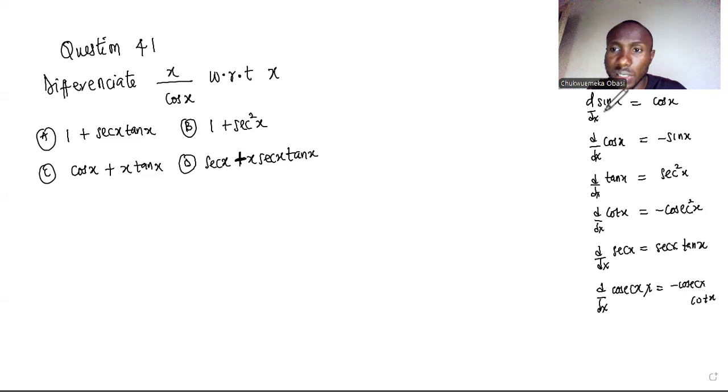When you differentiate sine x, you get cos x. When you differentiate cos x, you get negative sine x. When you differentiate tan x, you get sec squared x. When you differentiate cot x, you get negative cosec squared x. When you differentiate sec x, you get sec x tan x. And when you differentiate cosec x, you get minus cosec x cot x.